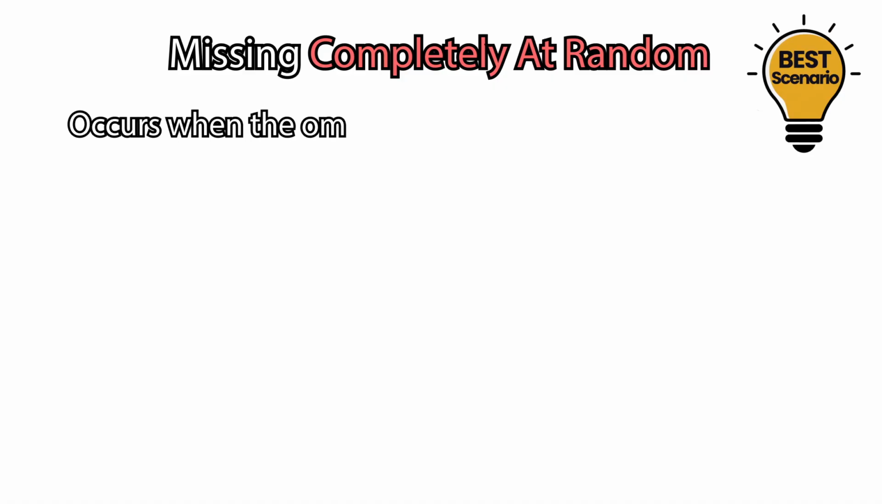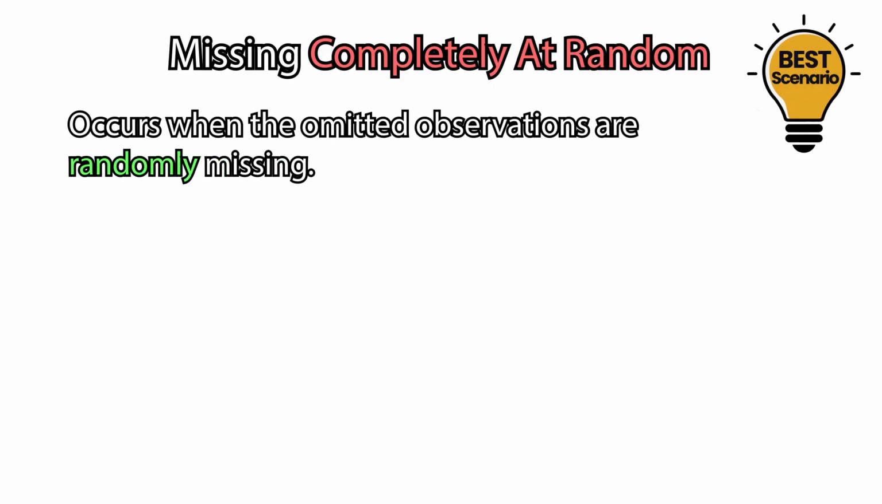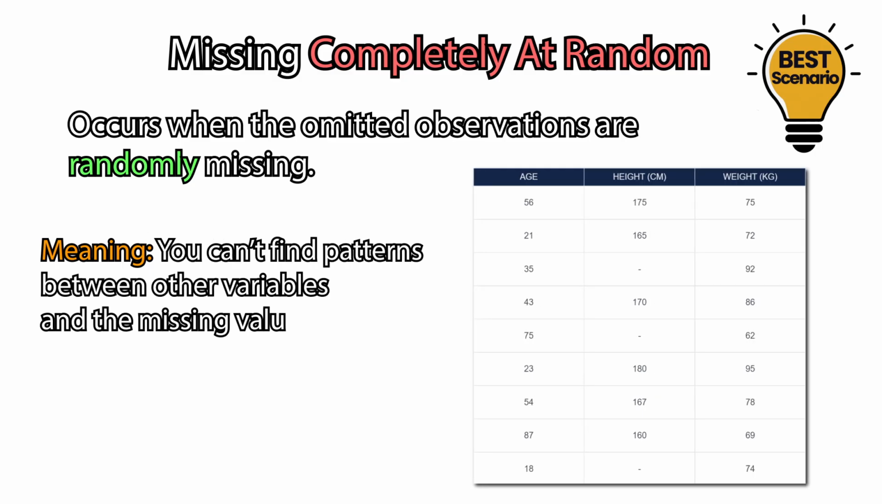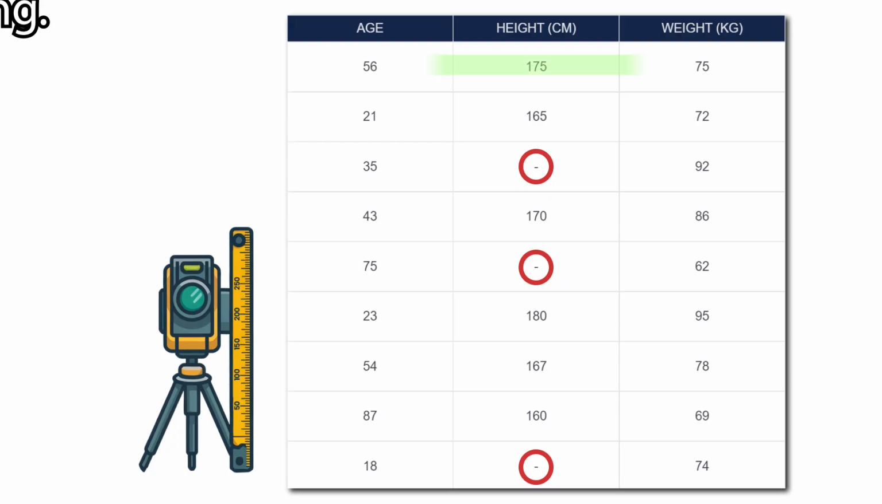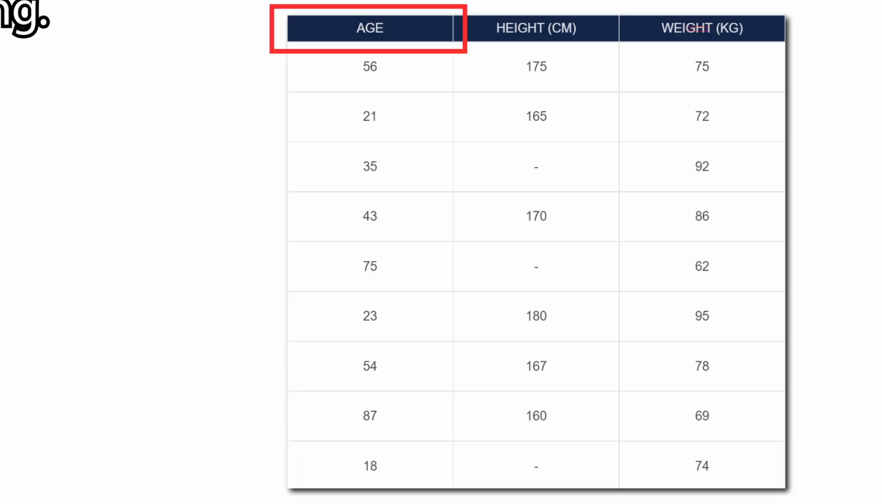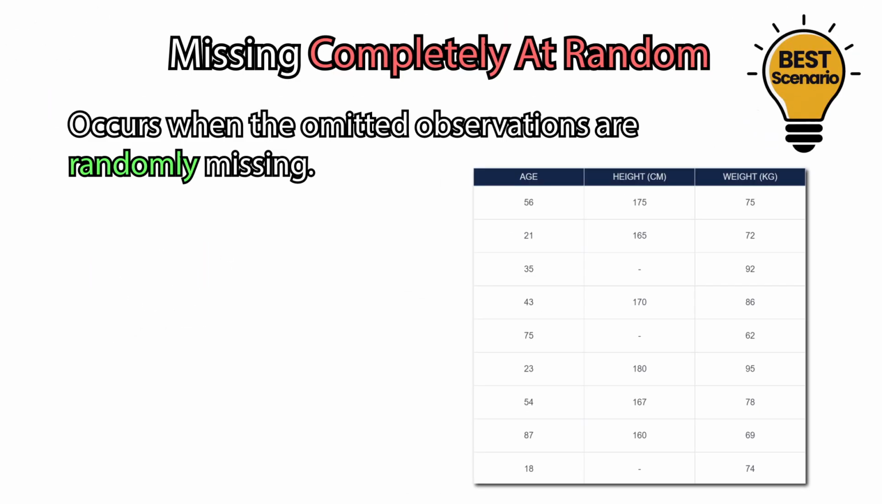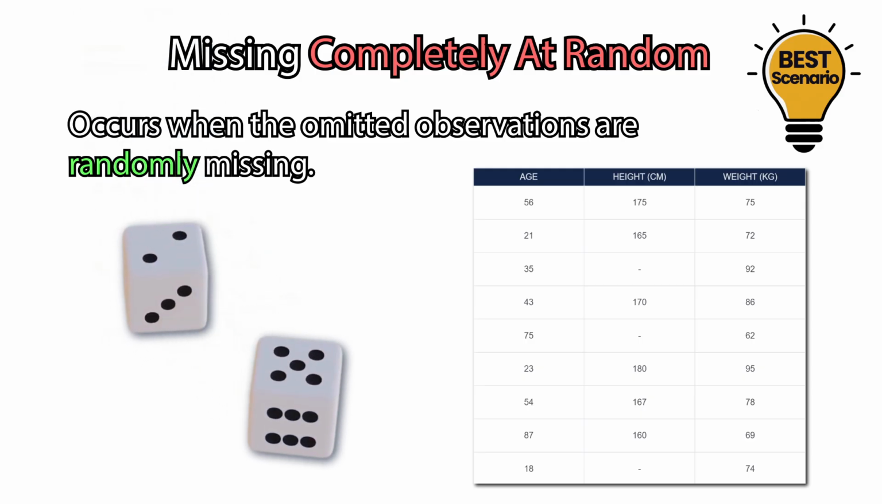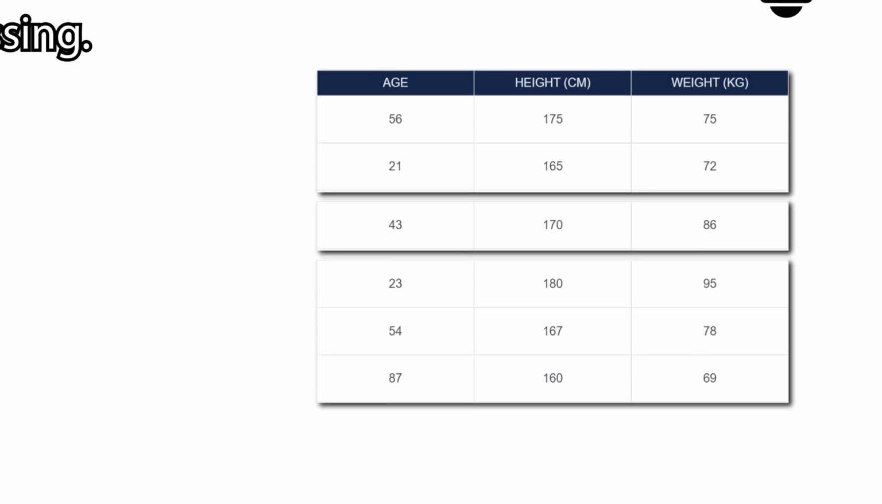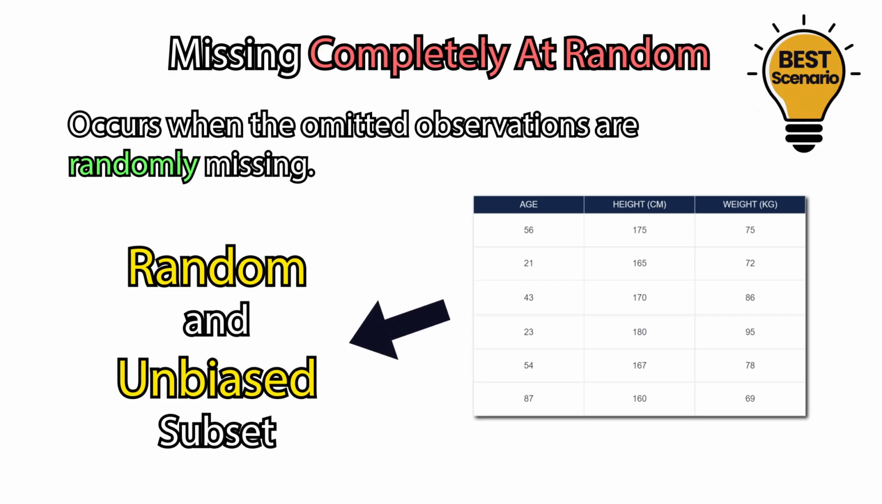Missing completely at random is the best scenario. It occurs when the omitted observations are randomly missing, meaning the missingness is entirely unrelated to the observed data. For example, in a medical study, suppose the height measurements of patients are not observed because the measuring device occasionally malfunctioned randomly. In this case, missing values have nothing to do with patient characteristics like age, weight, health status, or the height variable itself. So, why is this type the most preferred? Because the missing value is totally random.